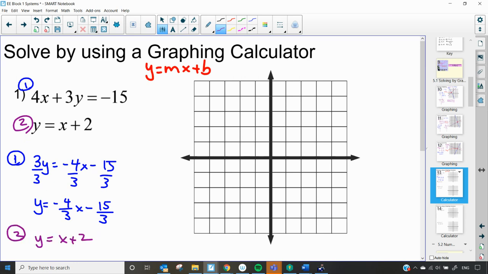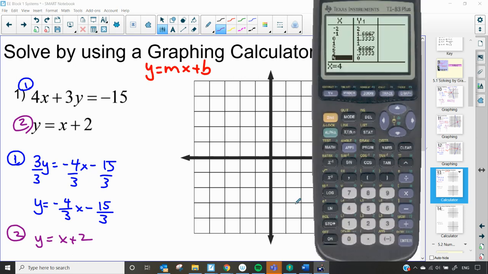So when you want to graph on your calculator, you'll start by going into your y equals. You'll make sure that everything is cleared. Equation number 1 is going to be negative 4/3 x minus 15. So negative 4 divided by 3x minus 15 over 3. Now it's really important that you make sure everything is entered correctly and that you're using the negative symbol, not the subtraction symbol. All right, for the second equation here, we have y equals x plus 2.